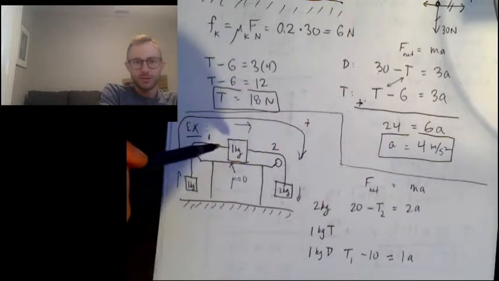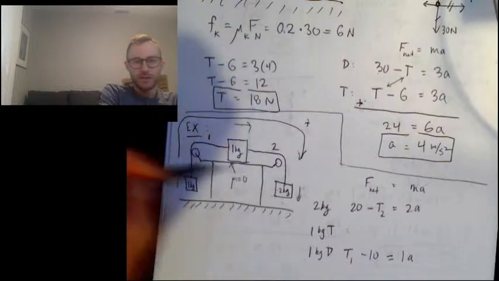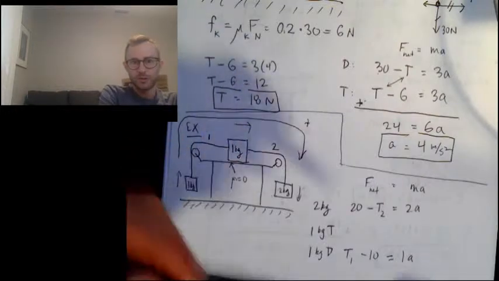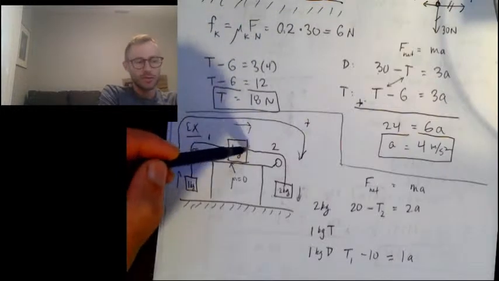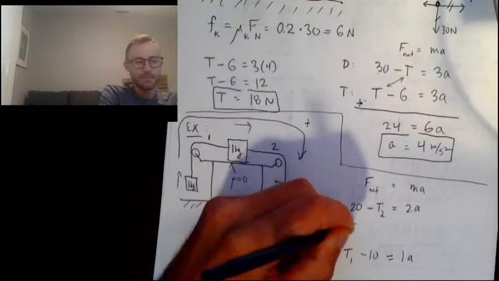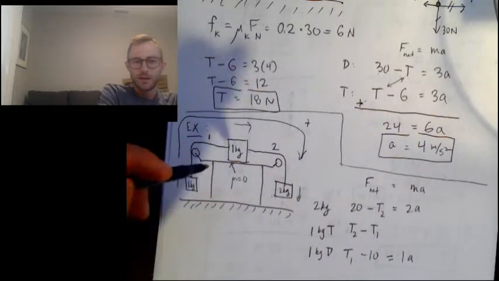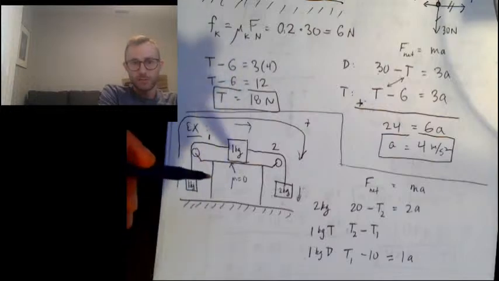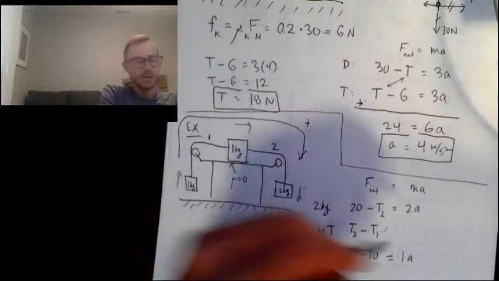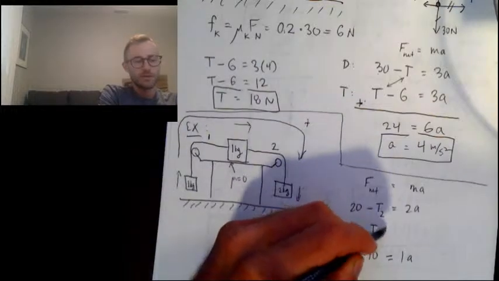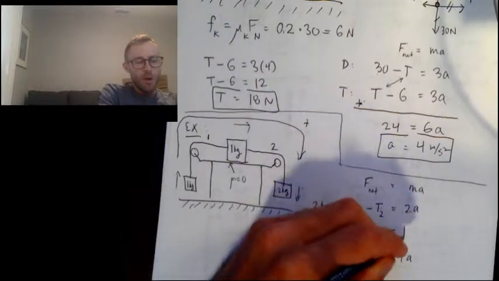The table mass is a little bit trickier because the only side-to-side forces it has are tensions. So there are 2 tensions competing against each other. Rightward being positive, T2 is pulling it to the right, and T1 is pulling it to the left. If we had friction as well, then we would also have a minus friction, but we don't have friction, so I'm not going to worry about that. So that equals 1A.